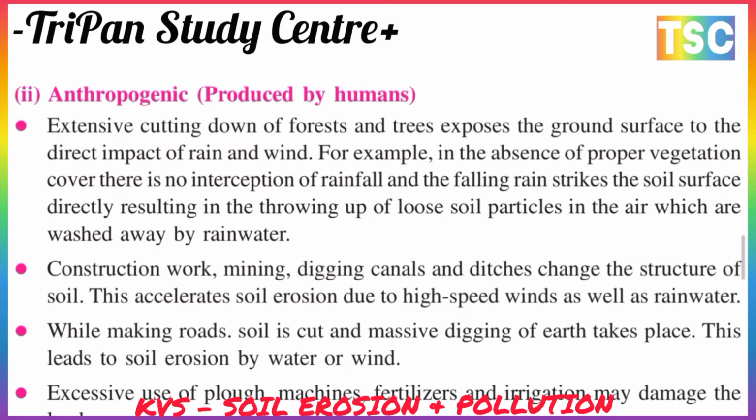This accelerates soil erosion due to high-speed winds as well as rainwater. The next is road making: soil is cut and massive digging of the earth takes place, and this leads to soil erosion by water or wind. The next is the excessive use of ploughing machines, fertilizer and irrigation, which may damage the land.